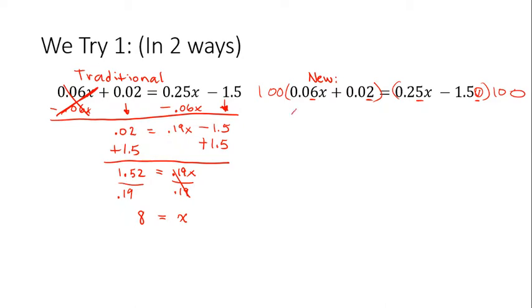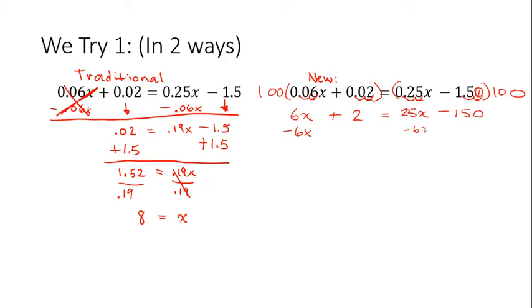And that's going to give me 6x right there, because I moved the decimal 2 places. I moved the decimal 2 places here as well. That's going to give me 6x plus 2 equals 25x minus 150. Wow, we don't have any decimals anymore. It's just like the beginning. We can just keep on going.